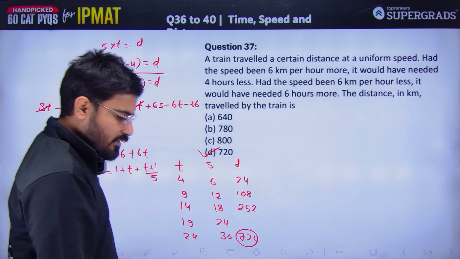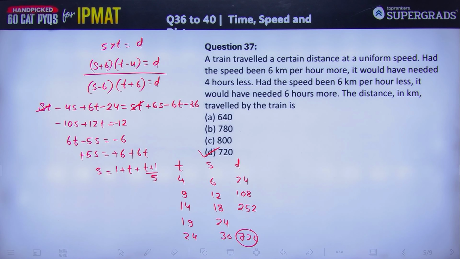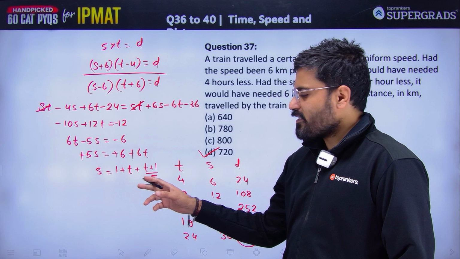आंसर इज डी, 720. The only thing matches is 720. So the distance can be 720. Very simple question. The only concept applied here is to use the special equation.